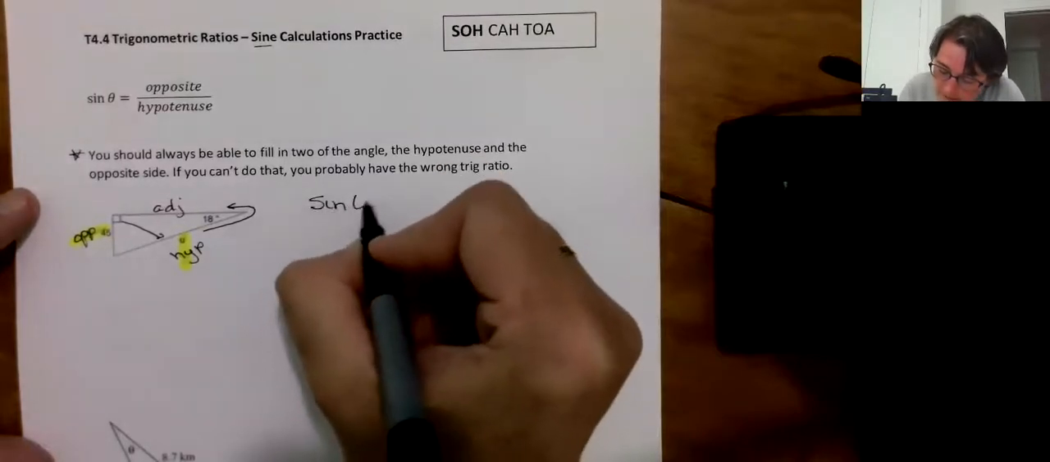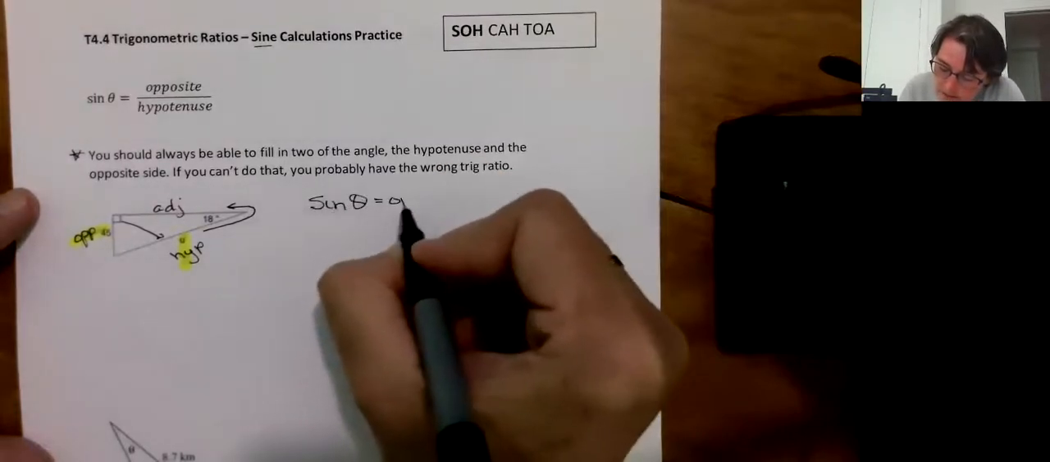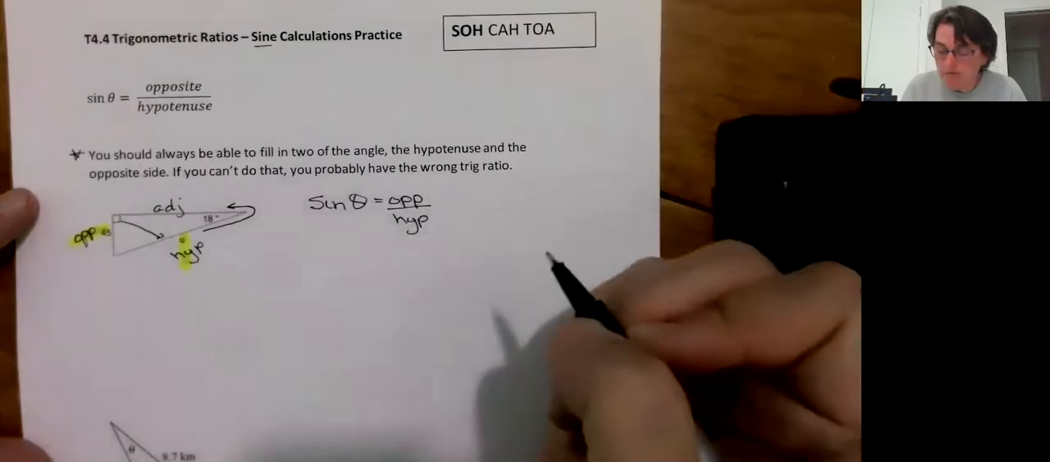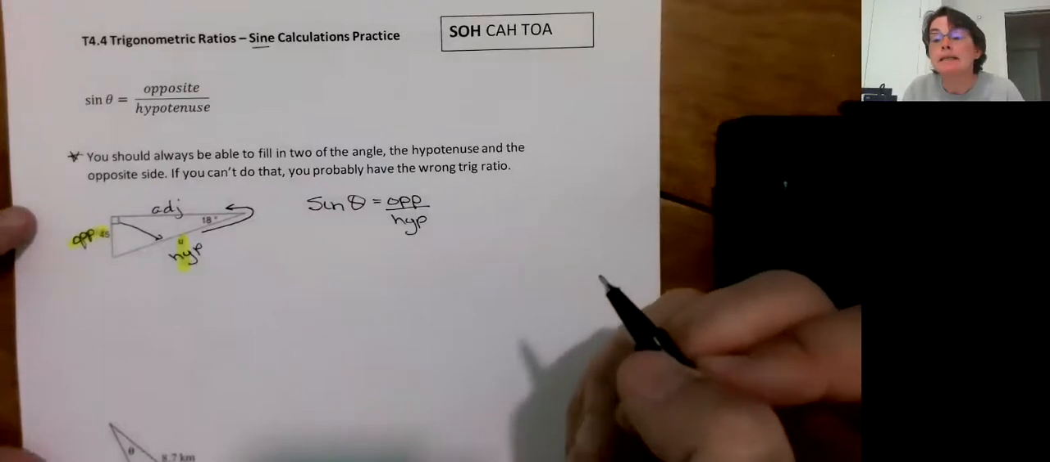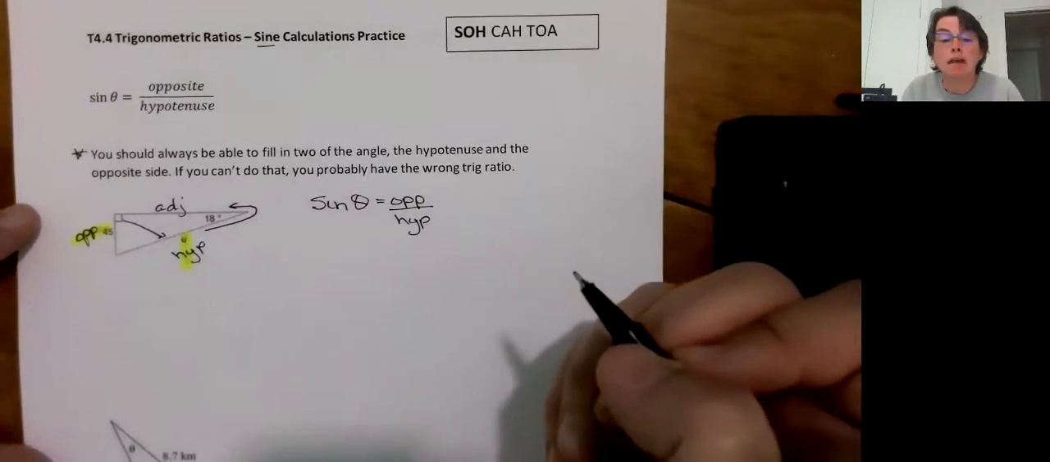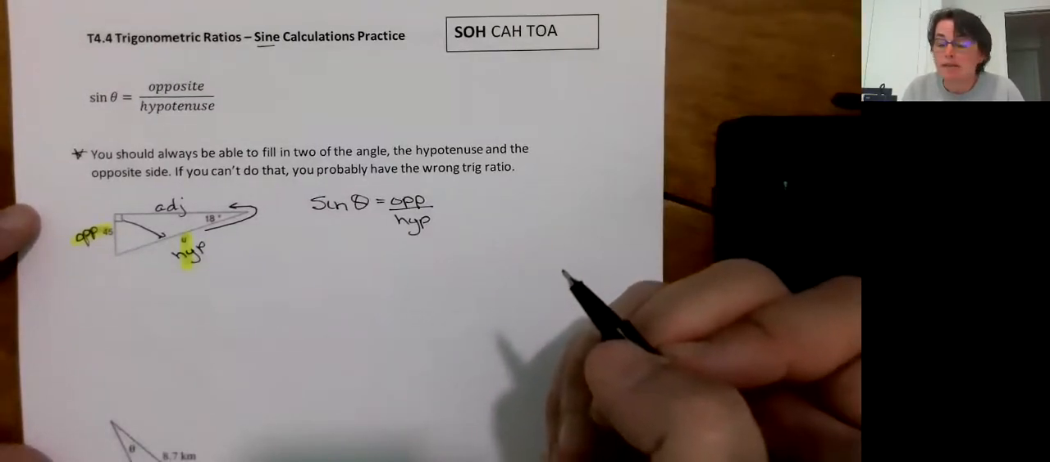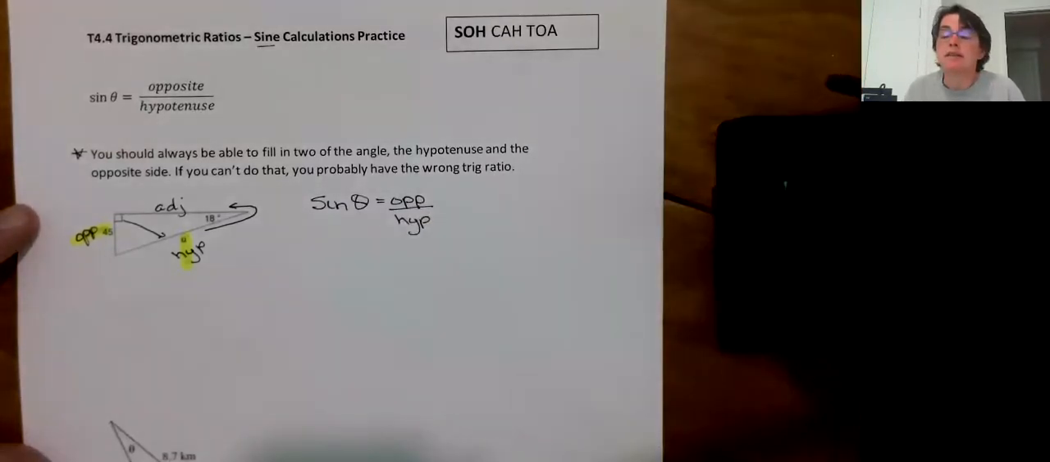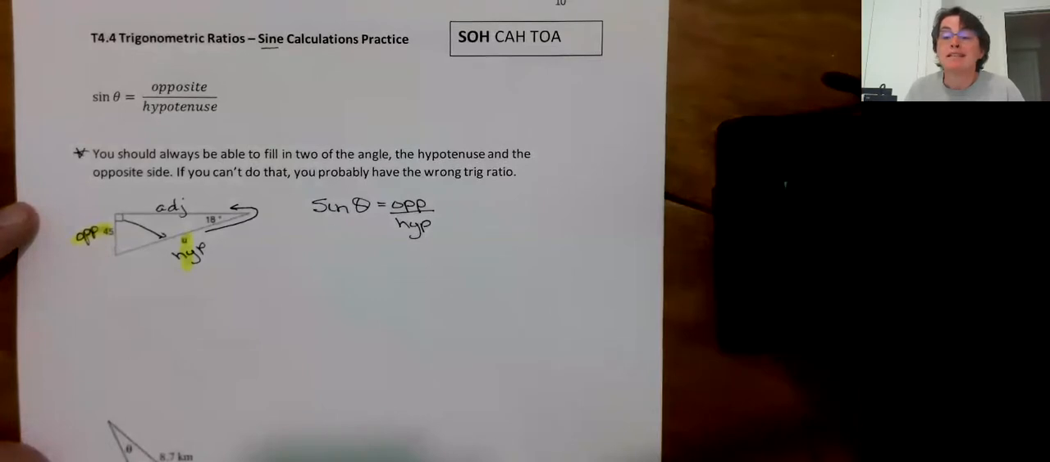Sine theta is equal to opposite over hypotenuse. I always, don't be lazy. Write that out every single time. I often see learners who just start writing numbers down there and then they get mad when I say, well, where did that come from and how does that work? And it's like, just write the formula. It's a recipe. It's a pattern to follow.